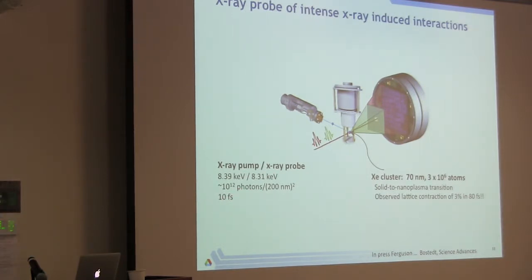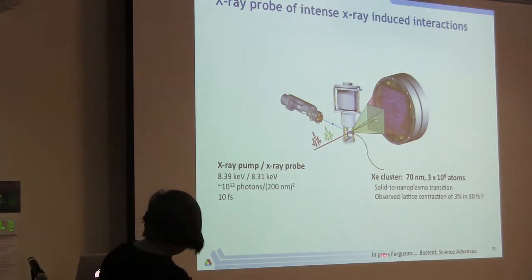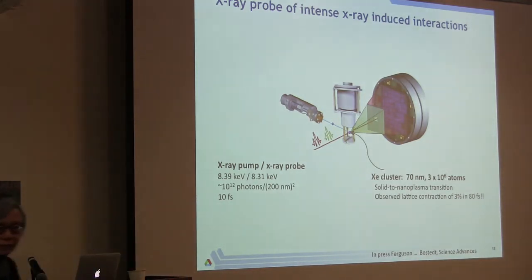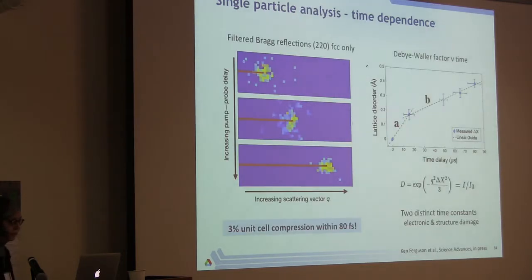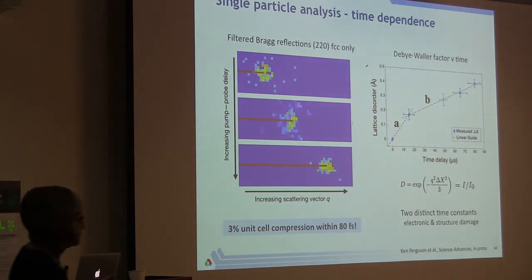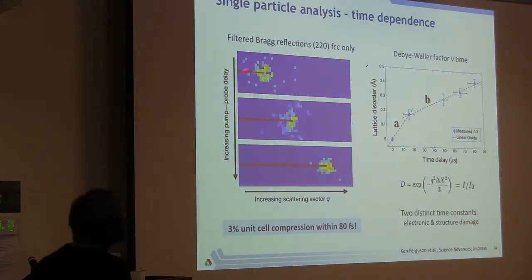And this actually is in press coming out in Science Advances, and that's something that goes along with Science Magazine. And so when you do the single particle analysis on this, it's quite interesting. So you can filter the Bragg reflections for this particular reflection from the FCC lattice.